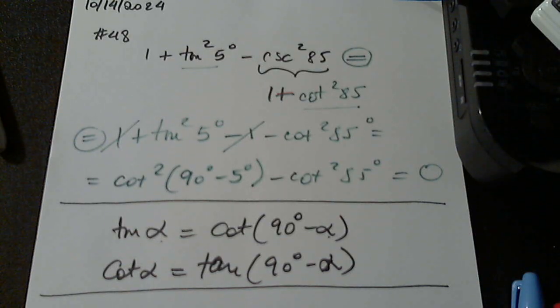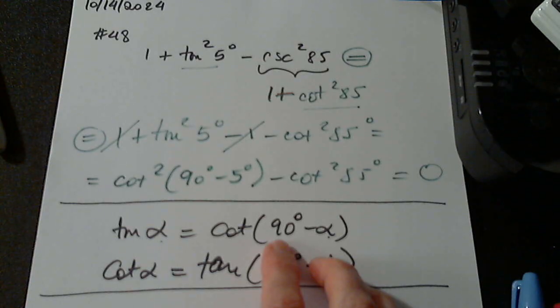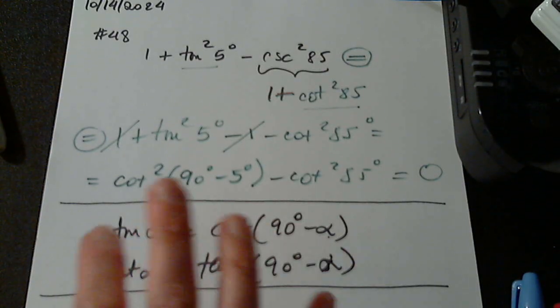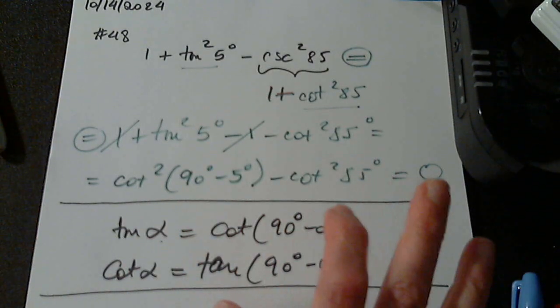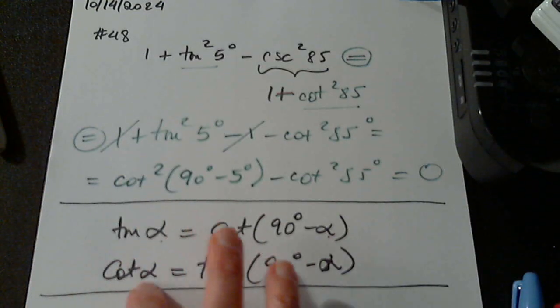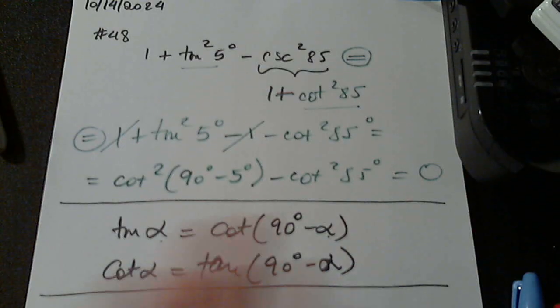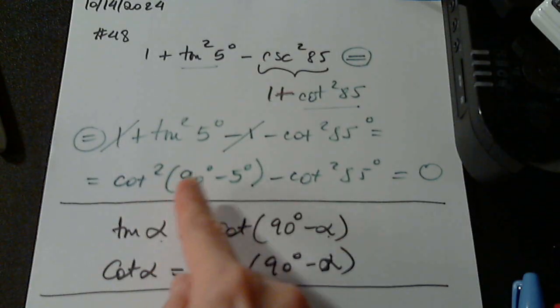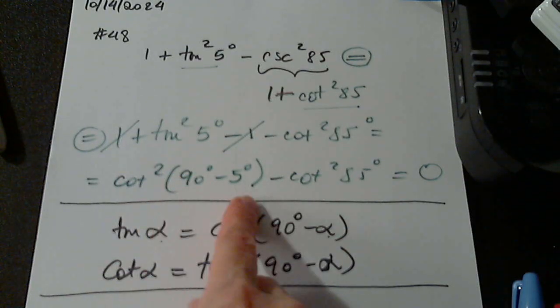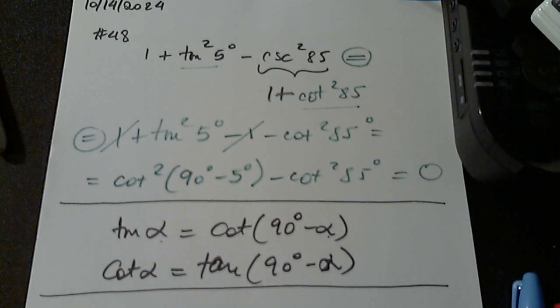Wait, so would these problems always have it in radians, or could it be either radians or degrees? 90 degrees is the same as pi over 2. Tangent alpha is cotangent of pi over 2 minus alpha. Cotangent alpha is tangent of pi over 2 minus alpha. 90 degrees, as we know, is the same as pi over 2. But you cannot write pi over 2 here because you cannot subtract 5 degrees from pi over 2.